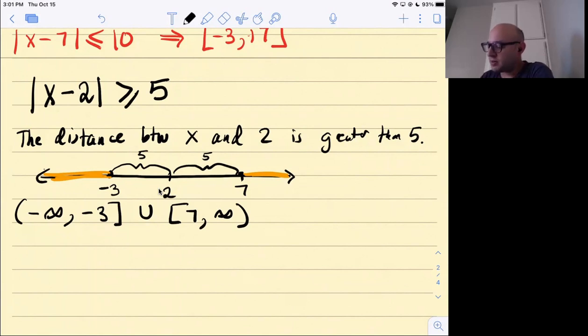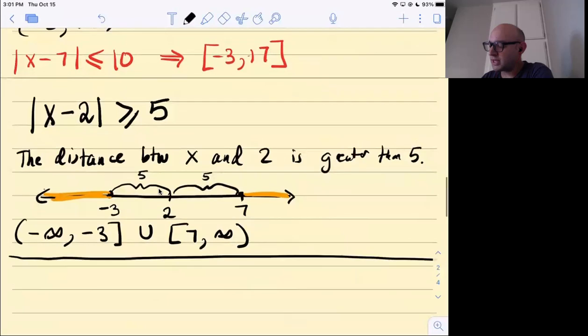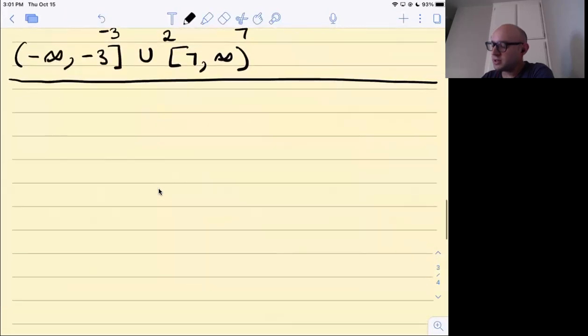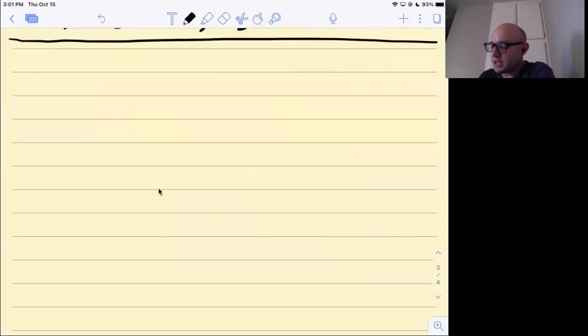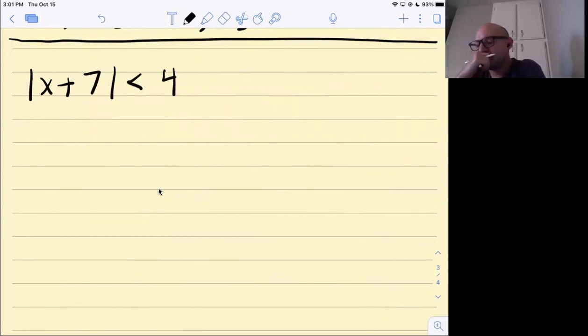Okay, so I want to ask you guys a slightly sneaky one and see if anyone can connect it with all the problems that we did before. So how about this one? Absolute value of x plus 7 is less than 4. So first, how is this one a little bit different than all the other ones that we saw before?